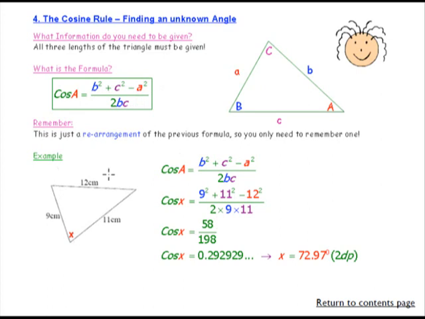For example, if you're given a triangle with 3 sides and an angle that you need to calculate, you make cos X the subject of the formula, and now you're just plugging in values. When you plug in values and say arc cos of 0.292929, you get your angle X is equal to 72.97 degrees. Take this away with you, that a question of this nature can be as much as 3.5 marks.